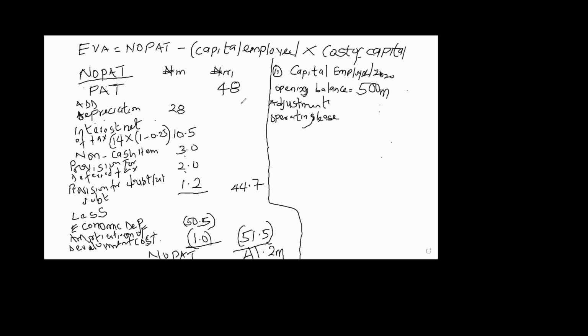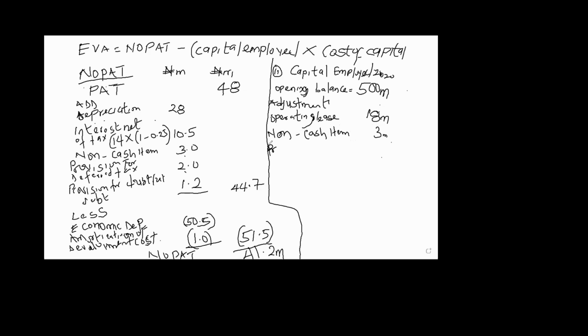Now, do we have operating lease? Look at note number 6. Operating lease, how much? 18 million. Do we have non-cash items? For 2020, how much? 3 million.